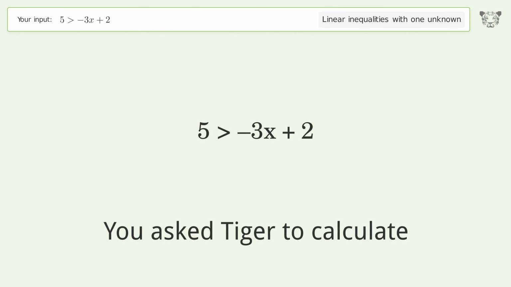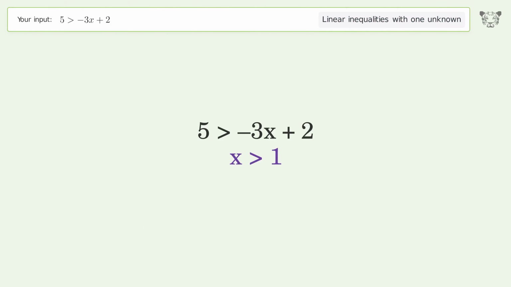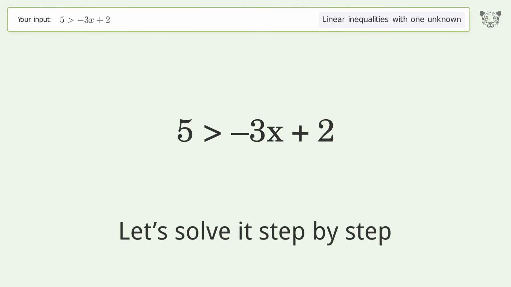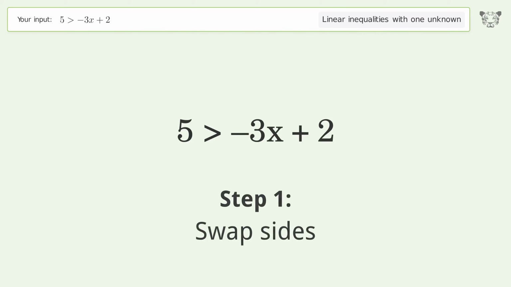You ask Tiger to calculate. This deals with linear inequalities with one unknown. The final result is x greater than -1. Let's solve it step by step. Swap sides.